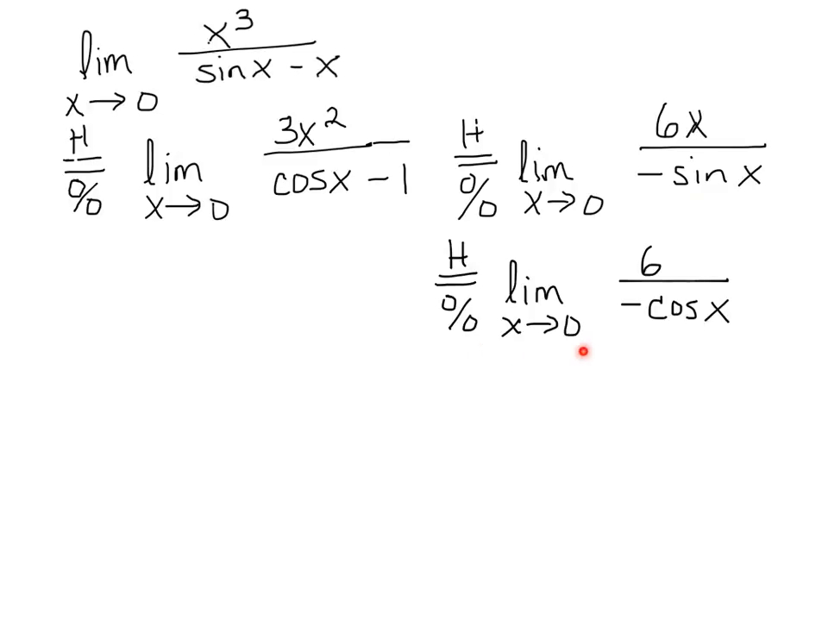So as x approaches 0, the numerator is 6, and our denominator is negative cosine of 0, which is negative 1. So we are good to go. That's equal to negative 6. Okay?